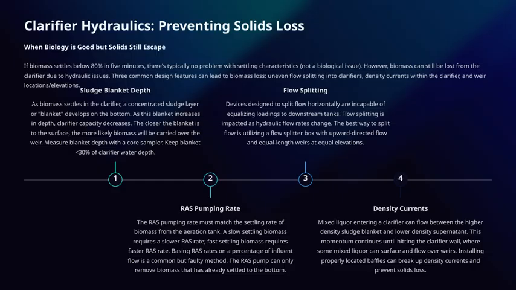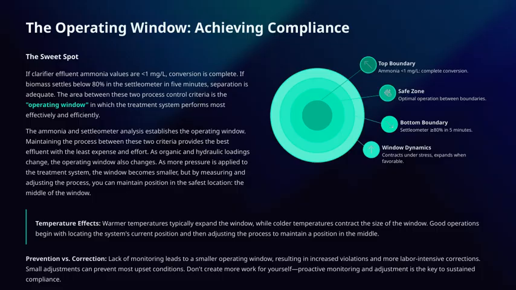All these hydraulic considerations are vital to ensuring our clarifiers operate effectively, and solids are retained as intended, complementing the biological processes we've optimized. Let's talk about the operating window for achieving compliance in our treatment process. Think of it as the sweet spot where everything works most effectively and efficiently. On one side, we have the ammonia levels in the clarifier effluent. If they are less than 1 milligram per liter, it means the conversion process is complete.